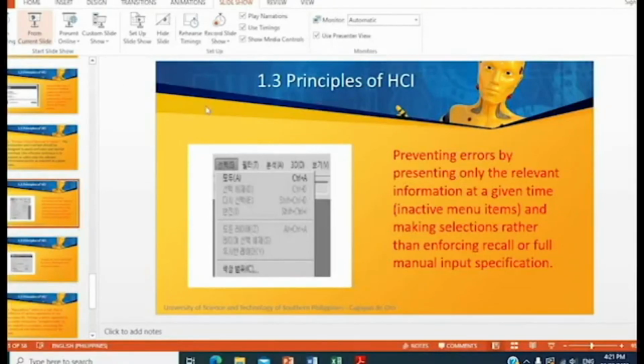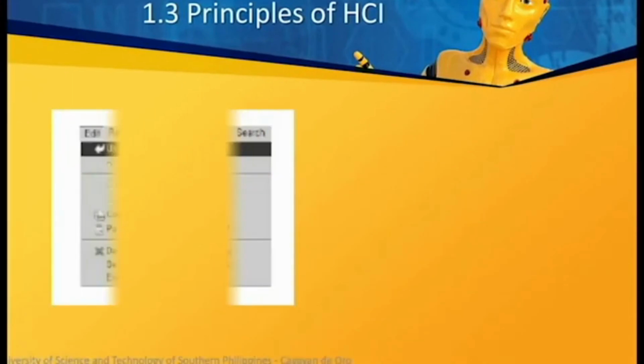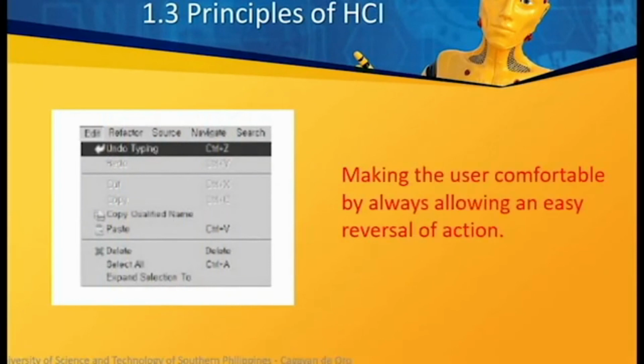Then next is making the user comfortable by always allowing an easy reversal of action. So you can reverse your action, like undo. In Word, for example, you can undo your tasks. You can just click undo on your typing. So that is the reverse action, and you can undo your tasks.